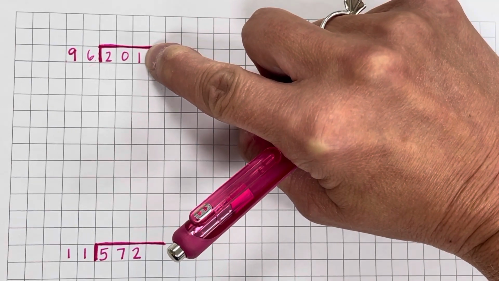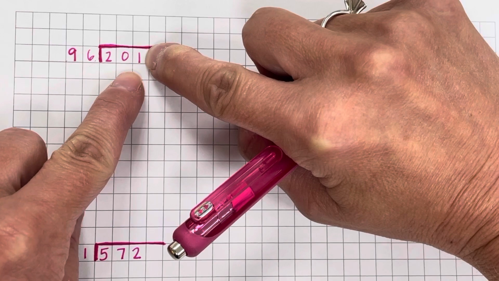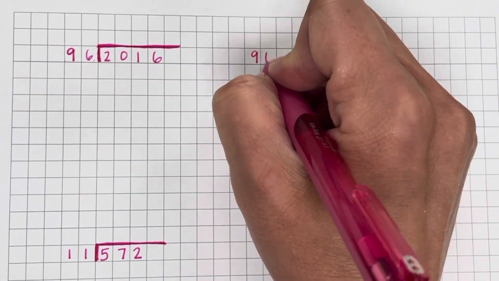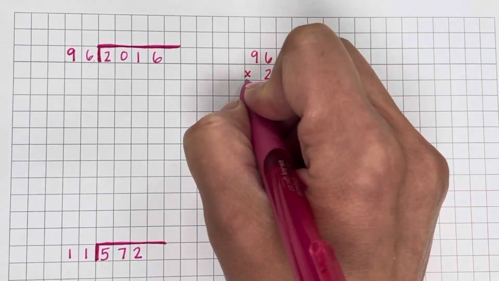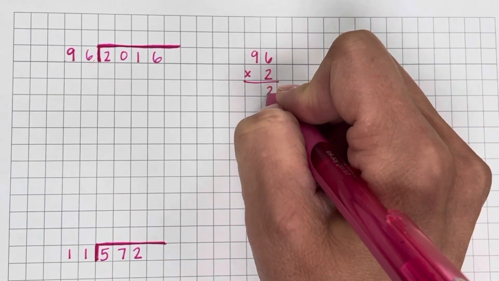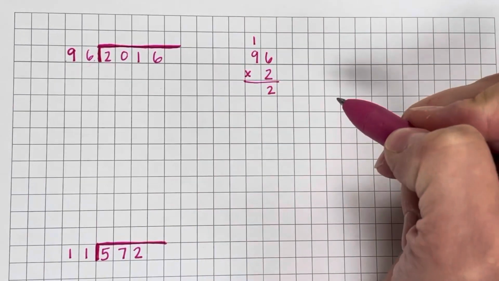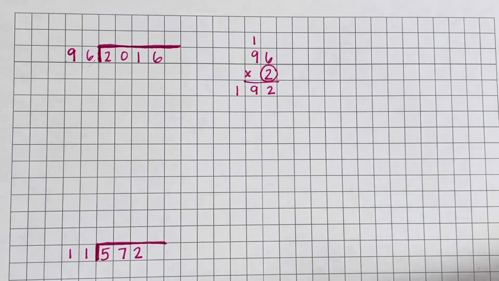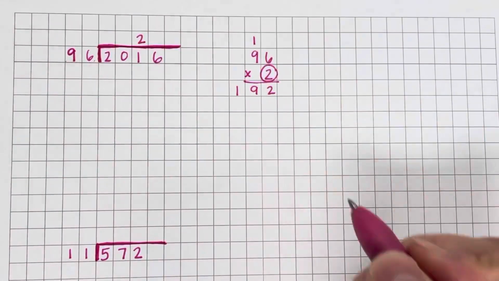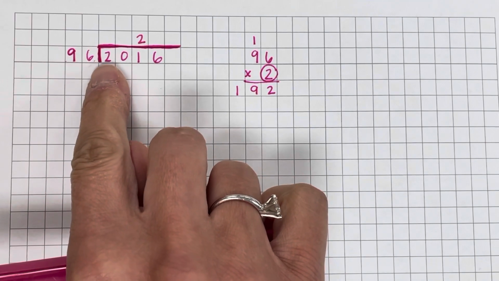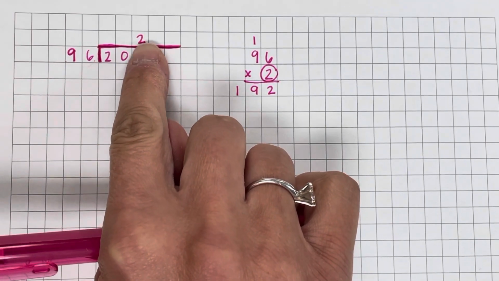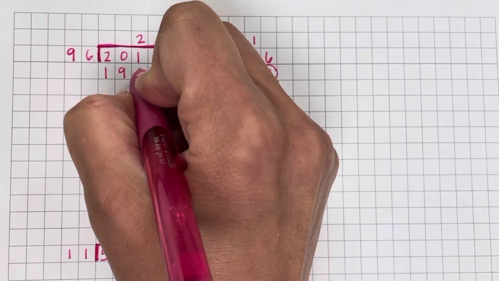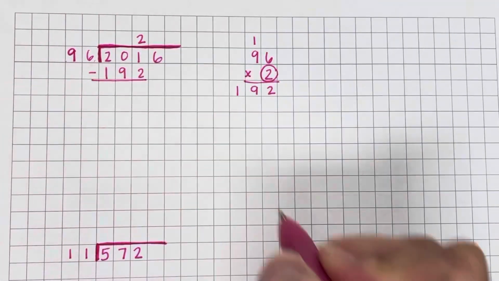So 100 can go into about 200 2 times. So I'm going to try that out on the side of my paper. 96 times 2. 2 times 6 is 12. 2 times 9 is 18, plus 1 more is 19. So this 2 is going to go right on top of this 1 here because 96 goes into 201 2 times. 2 times 96 is 192. I'm going to subtract.